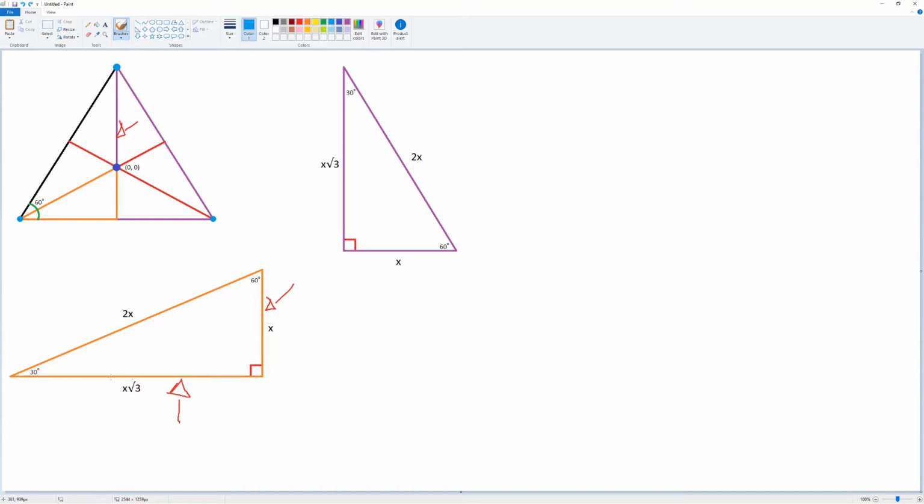Let's do this tiny triangle first right here. Now, we have to know what we want the total side length of our equilateral triangle to be for this to work. So I'm going to say I want each side of this equilateral triangle to be 40. So 40 is the side length. Let's just establish that right now.